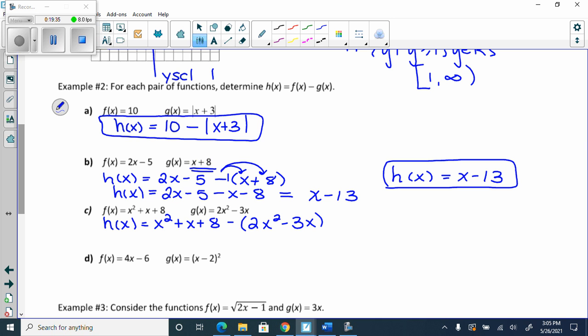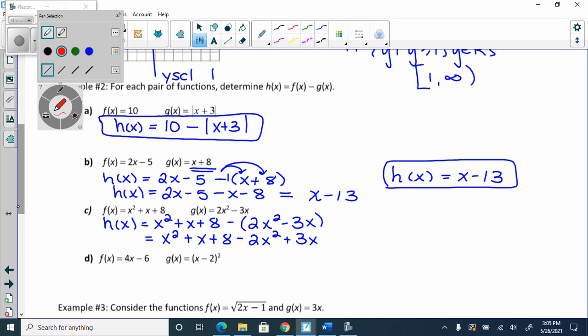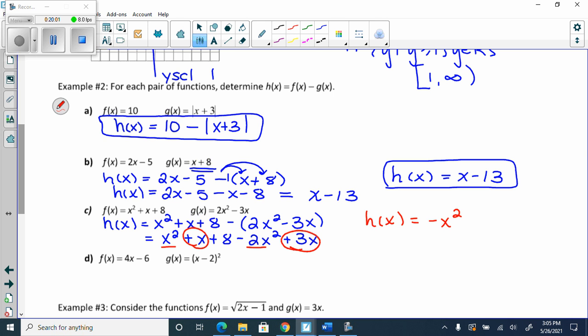So we have h of x equals f of x, which is x squared plus x plus 8 minus 2x squared minus 3x. So we have x squared plus x plus 8, and then we have to change the signs behind. So we get minus 2x squared plus 3x. What do we do next? Combine like terms. So x squared minus 2x squared, we get h of x equals negative x squared. And then we get x plus 3x, 4x. Plus 8, and then we get plus 8 just by itself. You get plus 8.